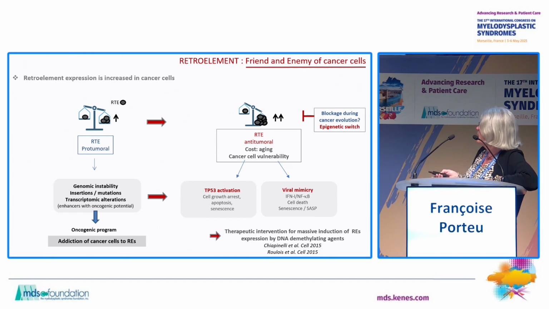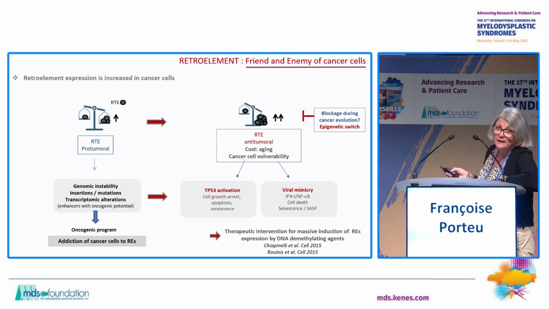So this can open a therapeutic opportunity for massive induction of retroelements, which has been used with DNA demethylating agents in some cancer cells and some solid cancers, actually. And another important thing is that because they are so anti-tumoral, the cancer cell during evolution will try to maintain a state with a few retroelements as an oncogenic program while preventing that strong action. And the easiest way to do that is to block the expression of retroelements by repressive marks, such as DNA methylation or heterochromatin marks.